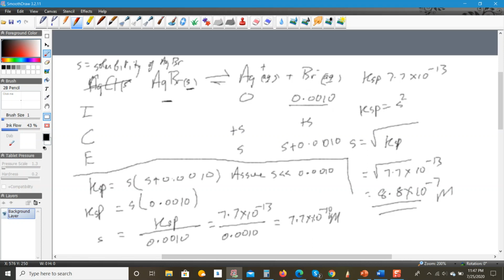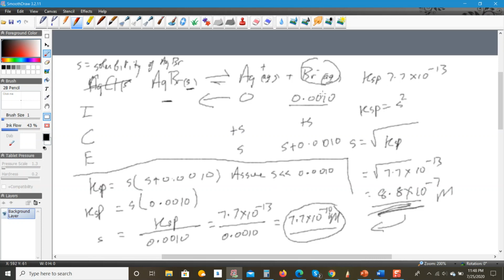And you'll notice when you compare this value to this value, you see that this value is smaller. This is a demonstration of the common ion effect, because the common ion, which in this case is the bromide ion, when already present in the solution, will force the equilibrium in that direction and therefore reduce the solubility. So the solubility drops from 8.8 times 10 to the minus 7 in pure water to 7.7 times 10 to the minus 10 in the solution containing 0.0010 M of bromide ions.